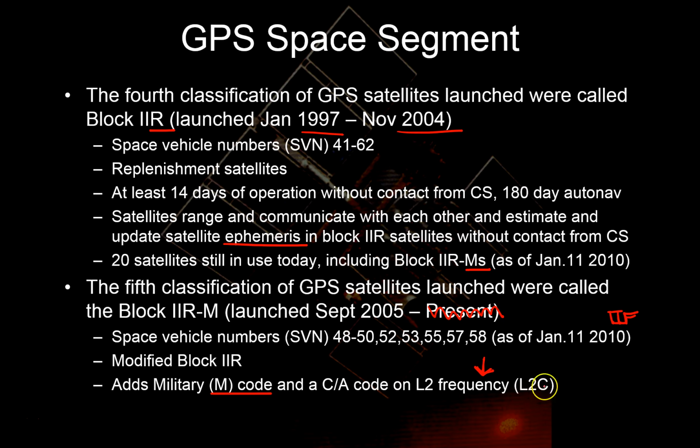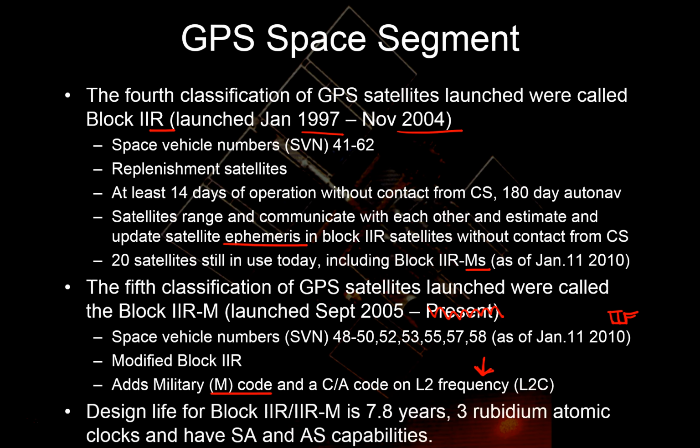And the reason why is that the CA code on L1 has a different structure than the CA code on L2, based on advancements. The CA code on L2 is a little bit more advanced. We'll get a little bit more into that, but not too much. It's pretty complicated stuff. These were designed for about 8 years, and they used 3 rubidium atomic clocks. And again, they support selective availability as well as anti-spoofing.